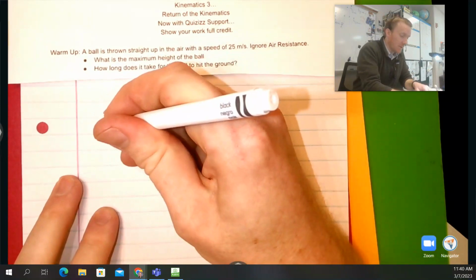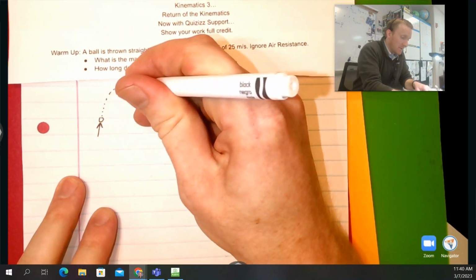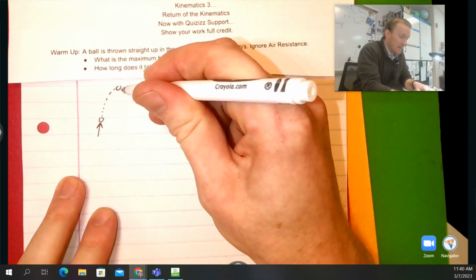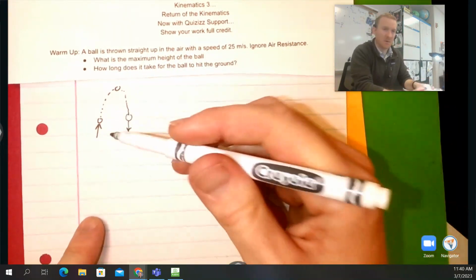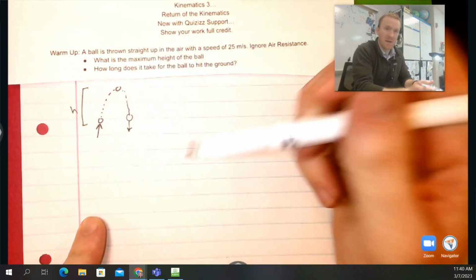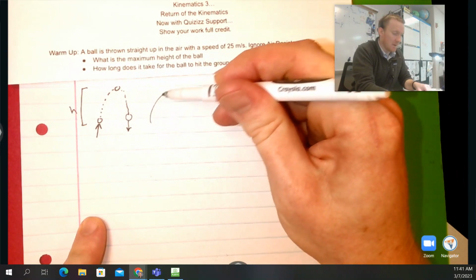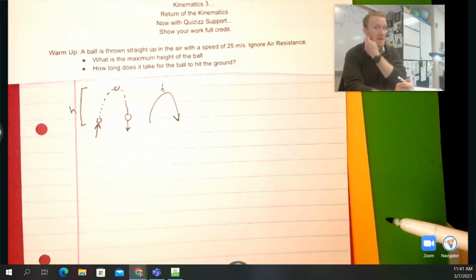So if we think about it, we're throwing this ball upwards, it's reaching its highest point, and then it's going to fall back down. Okay, and we want to know two things. First, what is the maximum height of the ball, and then finally, how much time does it take for it to go all the way up and come back all the way down?